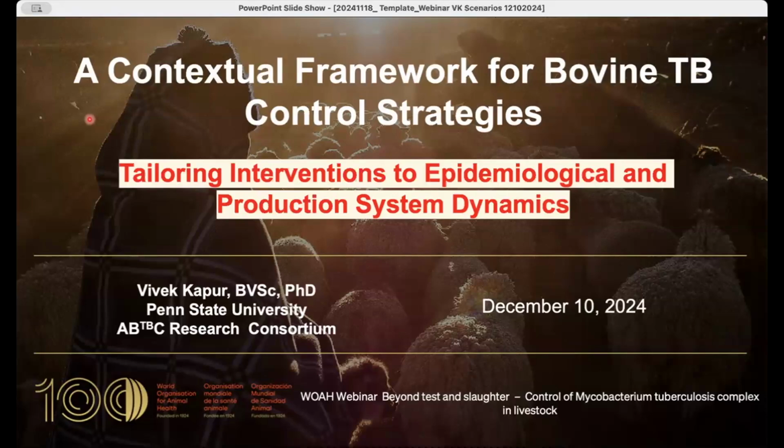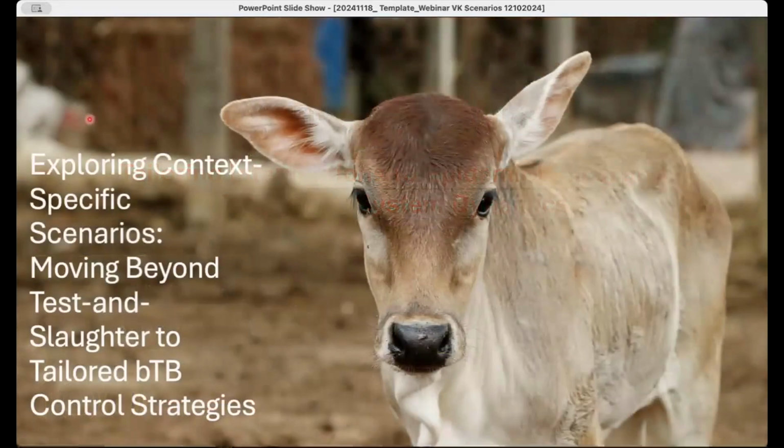So my task today is to explore the context-specific scenario-based framework that we put together to help policymakers and technical experts explore context-specific BTB control strategies. The important part was that we were exploring, as Francisco nicely summarized, what the different epidemiologic conditions and contexts were and how we might categorize these based on different resource settings and production systems, to try and move ourselves beyond test and slaughter.